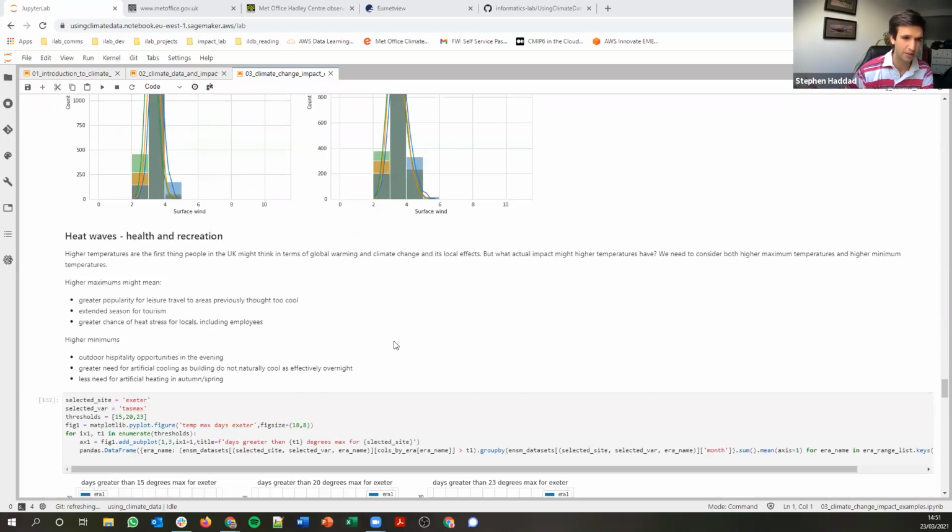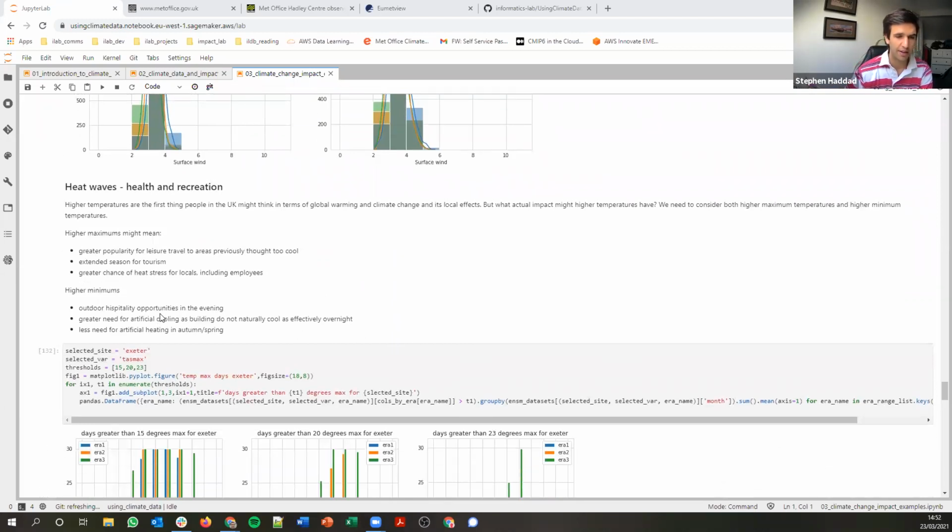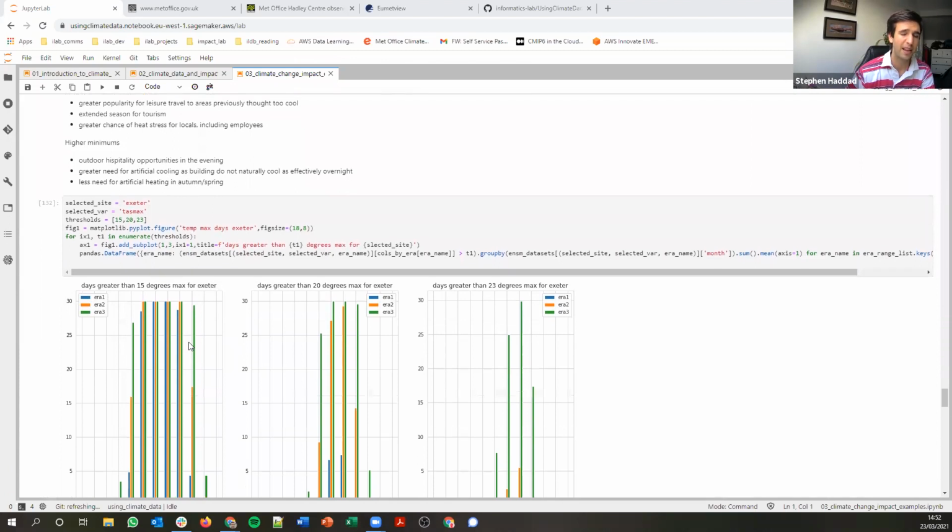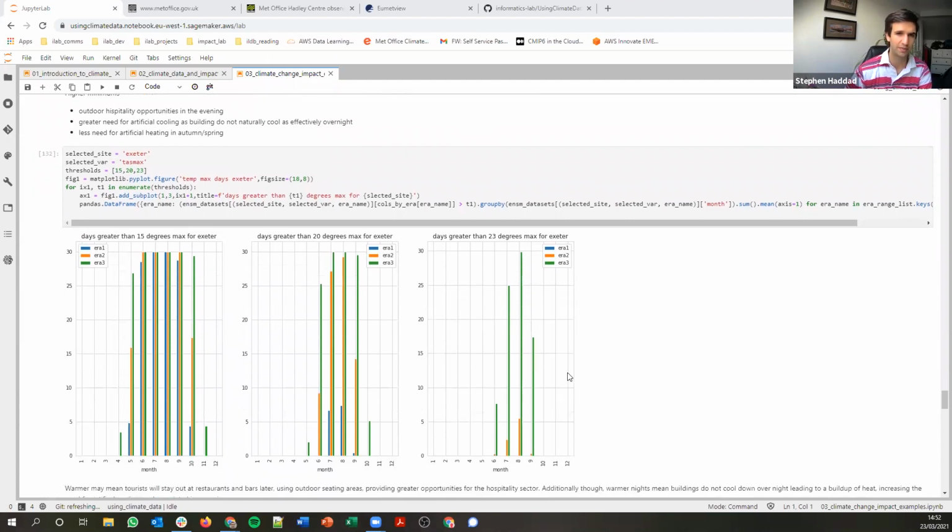So how might we do that? We get our data from our tables using pandas for particular locations. So you might say, well, how might the number of days greater than 15 degrees or 20 degrees or 23 degrees be affected for a particular location? Because those, you might decide that those are days that are popular for certain leisure activities. Let's see how that will be affected.